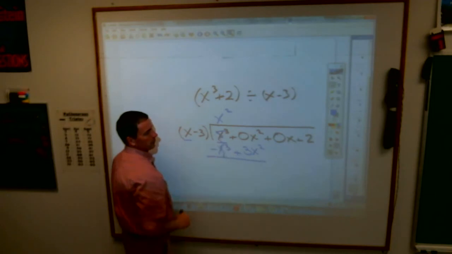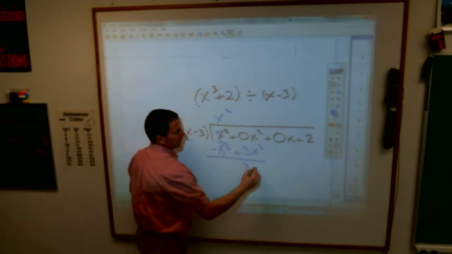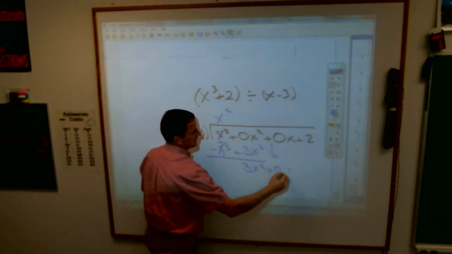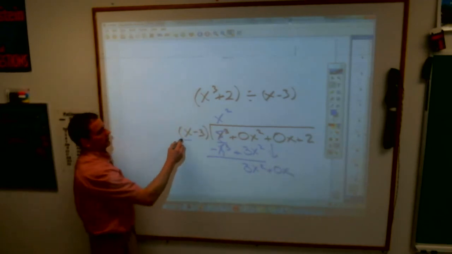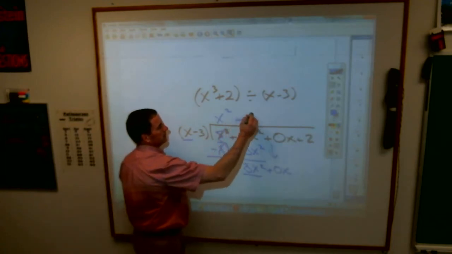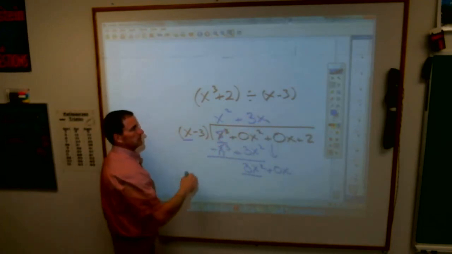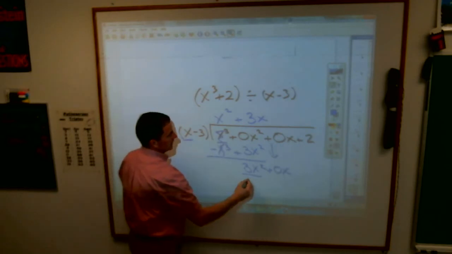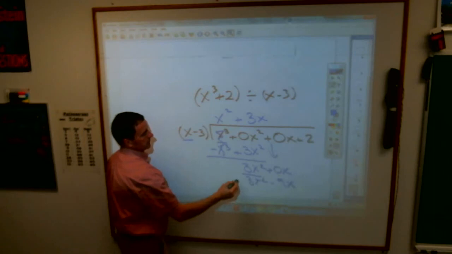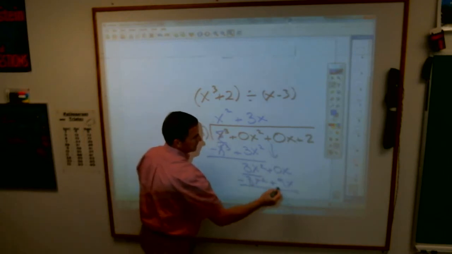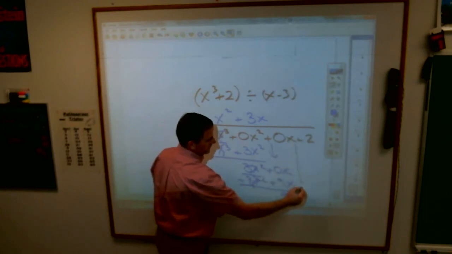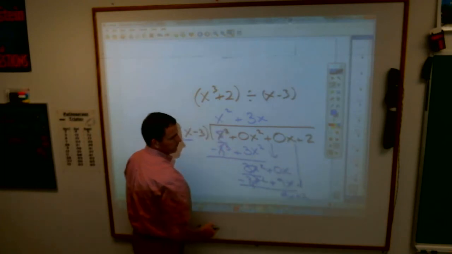The x cubes go away. I'm left with 3x squared. I bring down 0 x's. And then you start, what times x gives you 3x squared? 3x. I now multiply that out. I get 3x squared minus 9x. Change the signs. This gives you 9x. You bring down the next thing, which is 2.